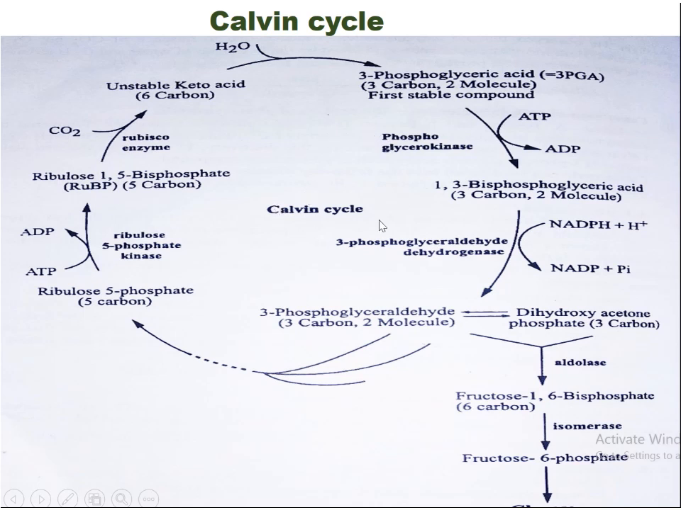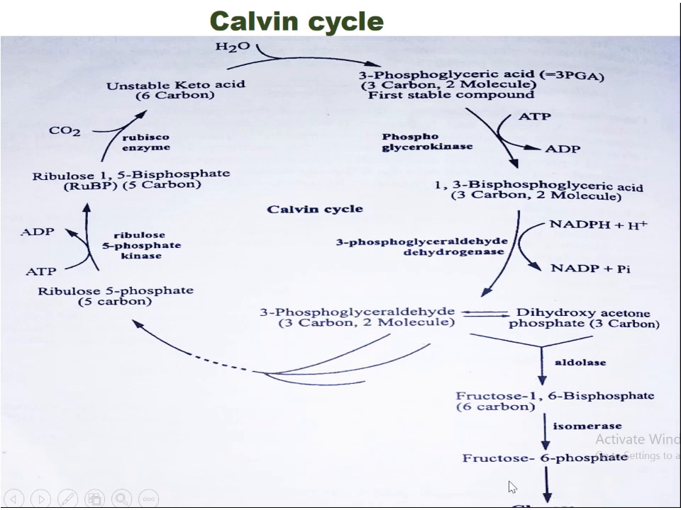Then another phase is the phosphorylation phase. Phosphorylation means addition of phosphate. When a phosphate is added to a compound in a reaction, the reaction is called phosphorylation. So in the first phases of this Calvin cycle, carboxylation occurs and then phosphorylation occurs. And then comes the synthesis of carbohydrates.